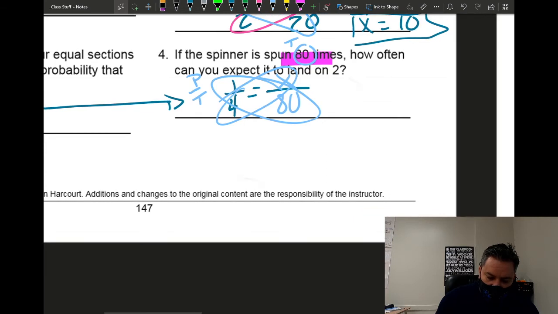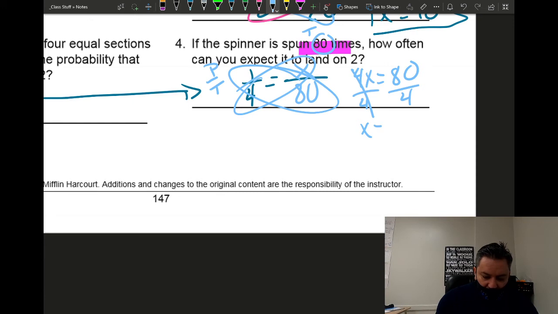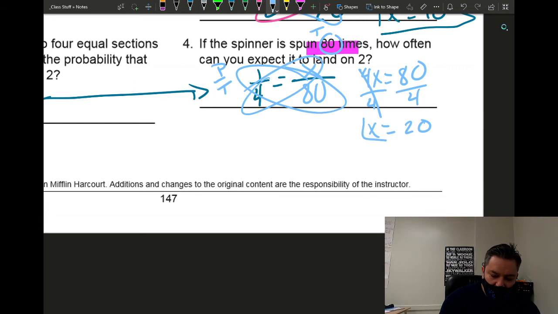So you're going to have 4x equals 80. And then you're going to divide by 4 on both sides. So x equals how much? 80 divided by 4 is 20. So you can expect the spinner to land on a 2 20 out of the 80 times. And that is it.